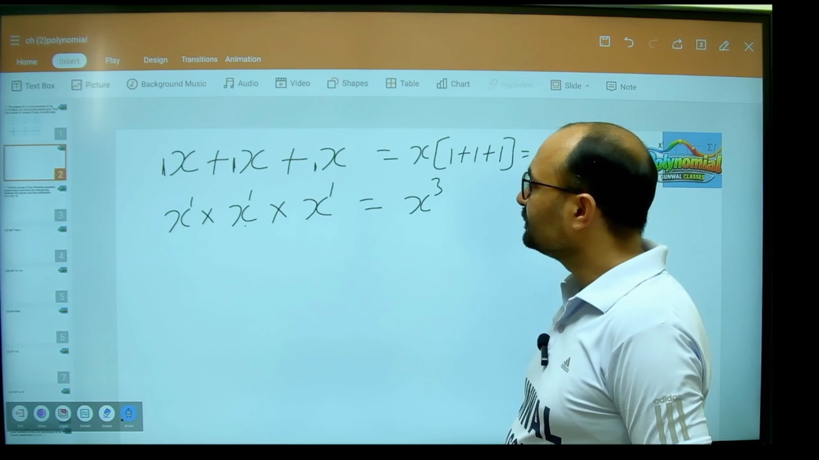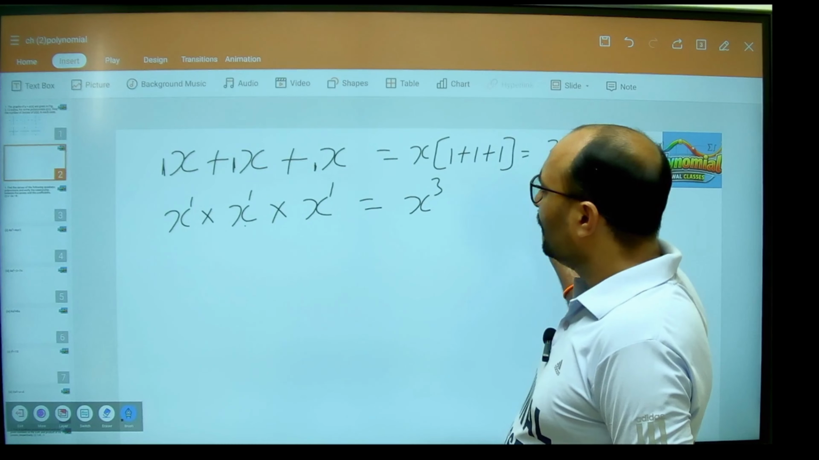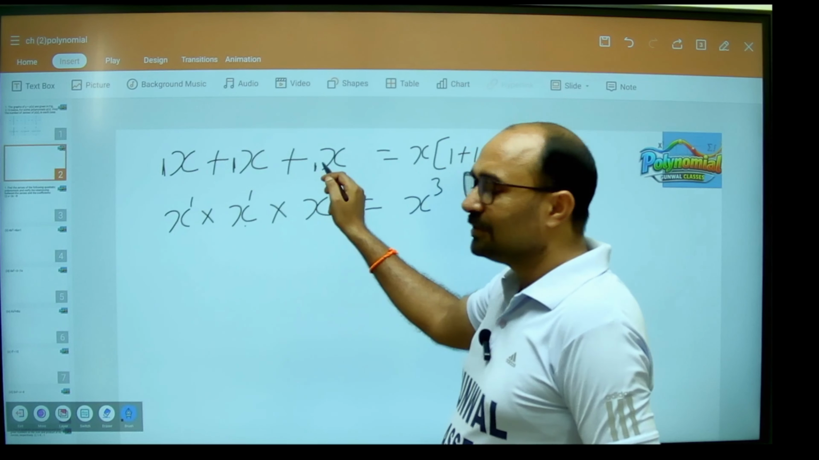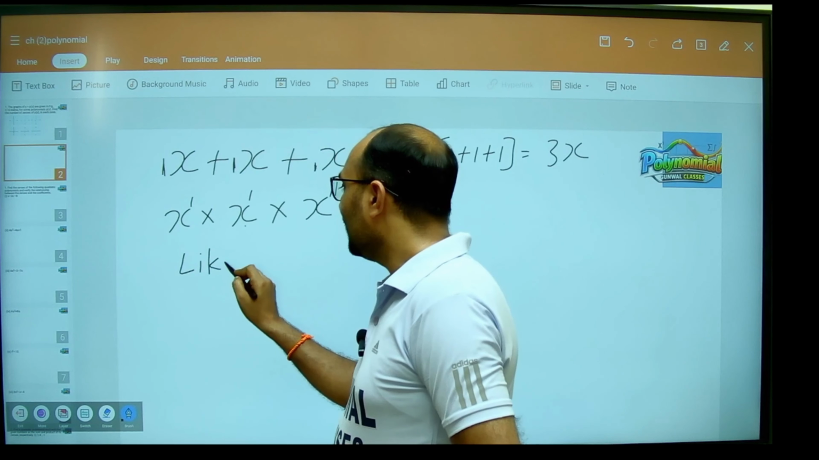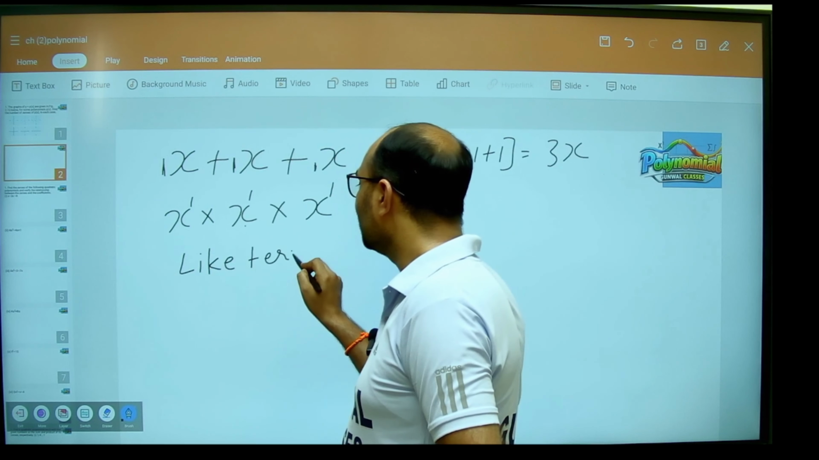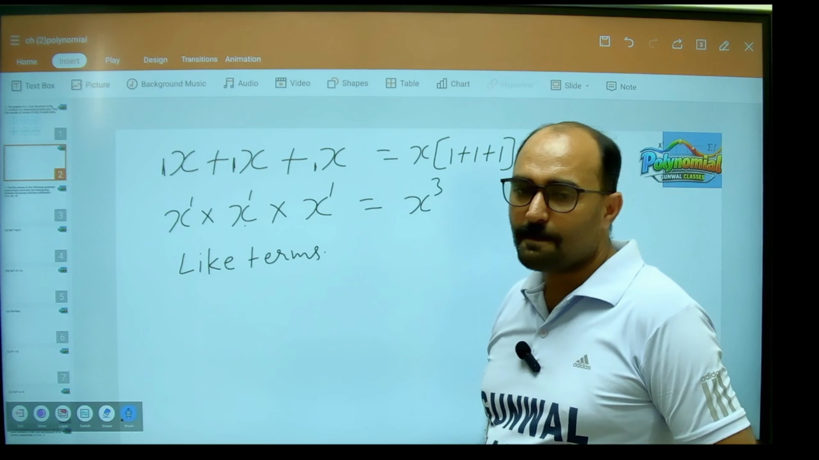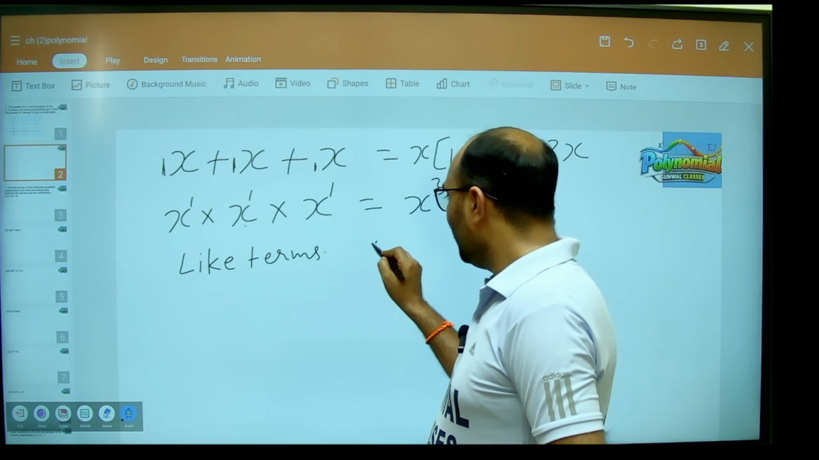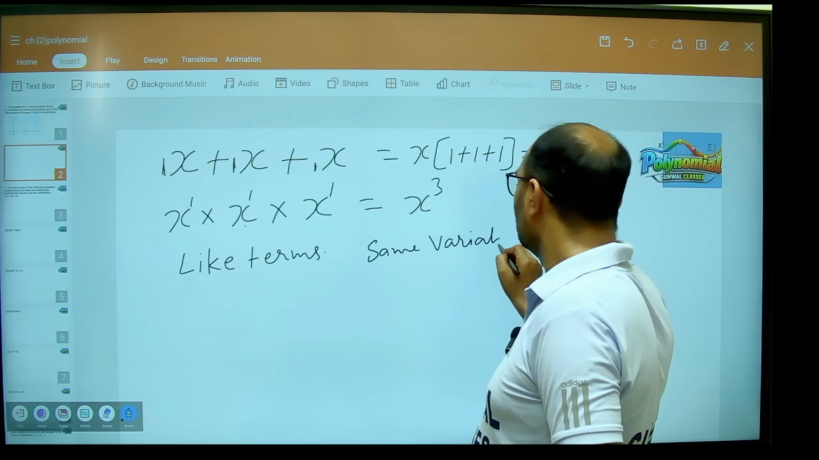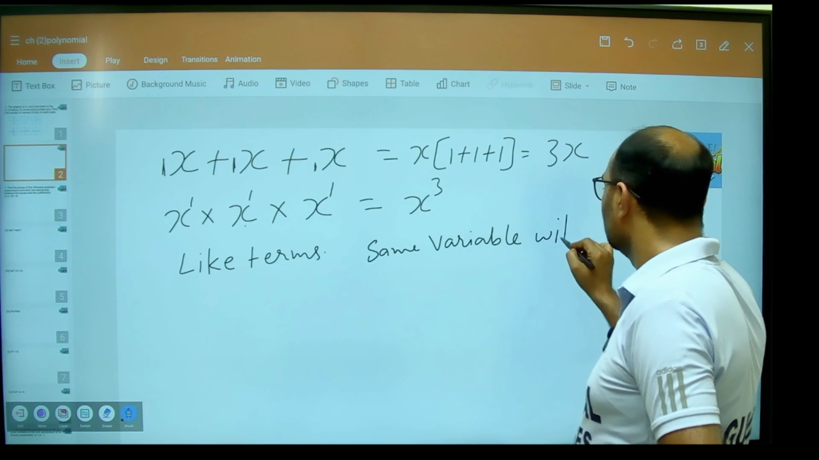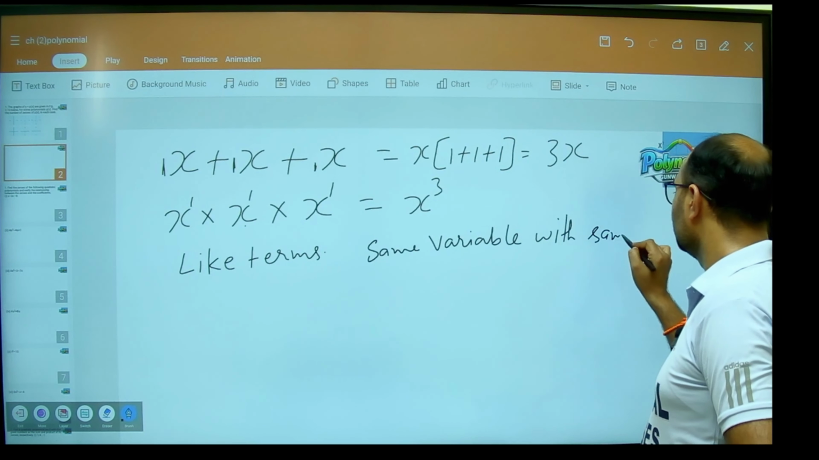Now, in addition, we add the coefficients of like terms. What do you mean by like terms? Like terms have the same variable with the same exponent.